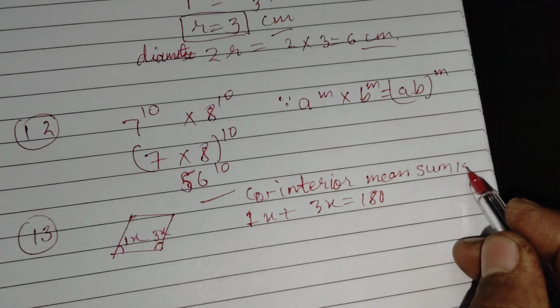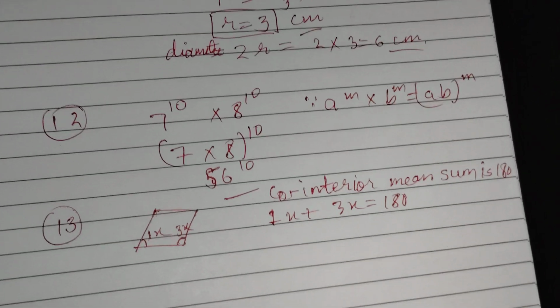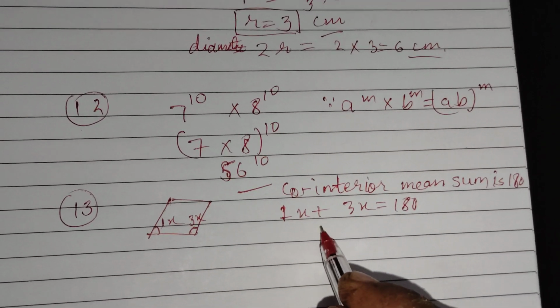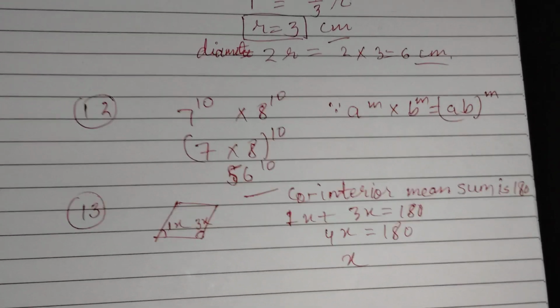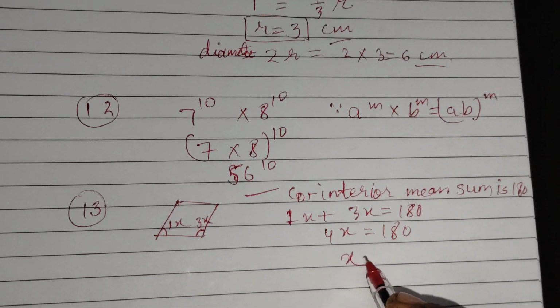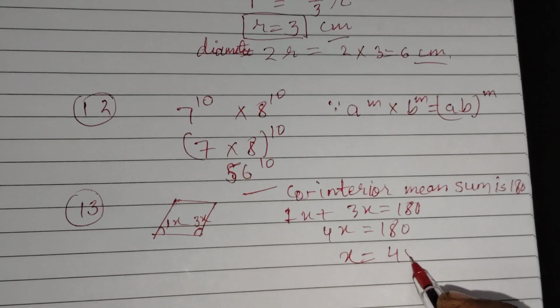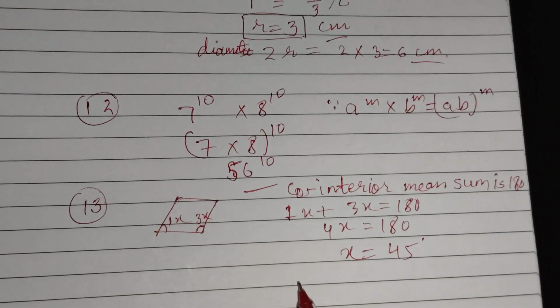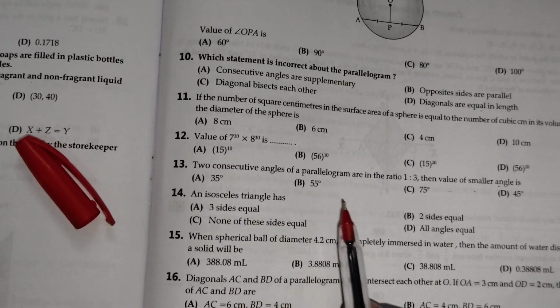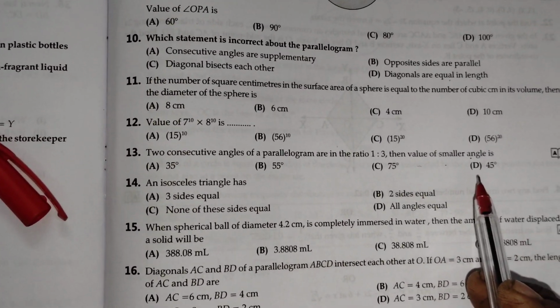Means sum is 180 degrees. So we write here 180 degrees. It gives us 4x equal to 180. So x will be equal to 180 upon 4. That gives us 45 degrees. So the smaller angle is 45 degrees. So the answer is 45 degrees. So in the 13th question, option D, 45, is correct.